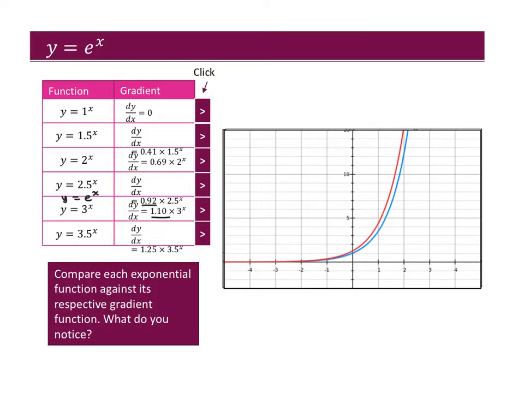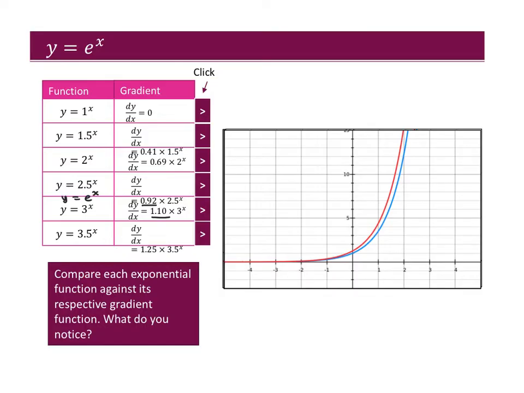Okay, and the gradient function is very similar to the actual graph itself. Okay, so what we know is e is 2.7, and so on. It's actually called Euler's number, E-U-L-E-R. As we said before, we have pi. It's something that's well known.